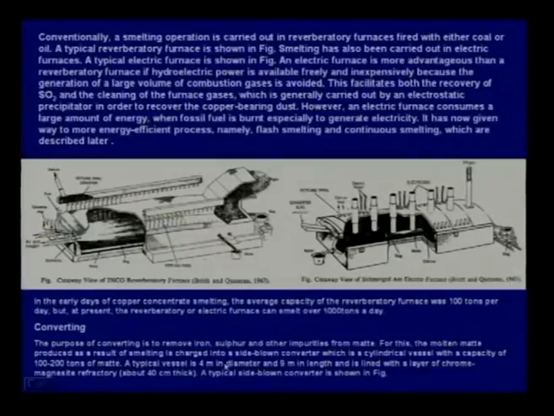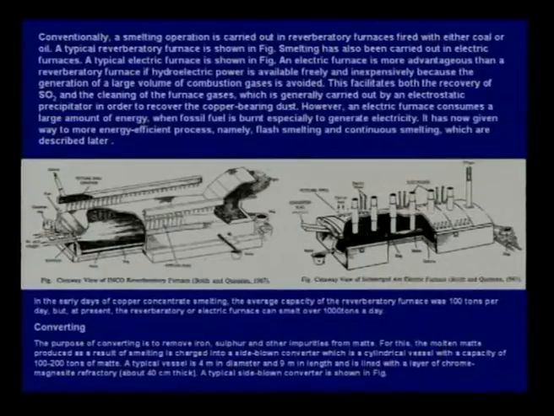The purpose of converting is to remove iron. Part of that iron you have removed earlier by making FeO and removing it partly, but again a lot of that iron that is left there as FeS will be removed in the converting step. Sulfur and other impurities from the matte will also be removed.